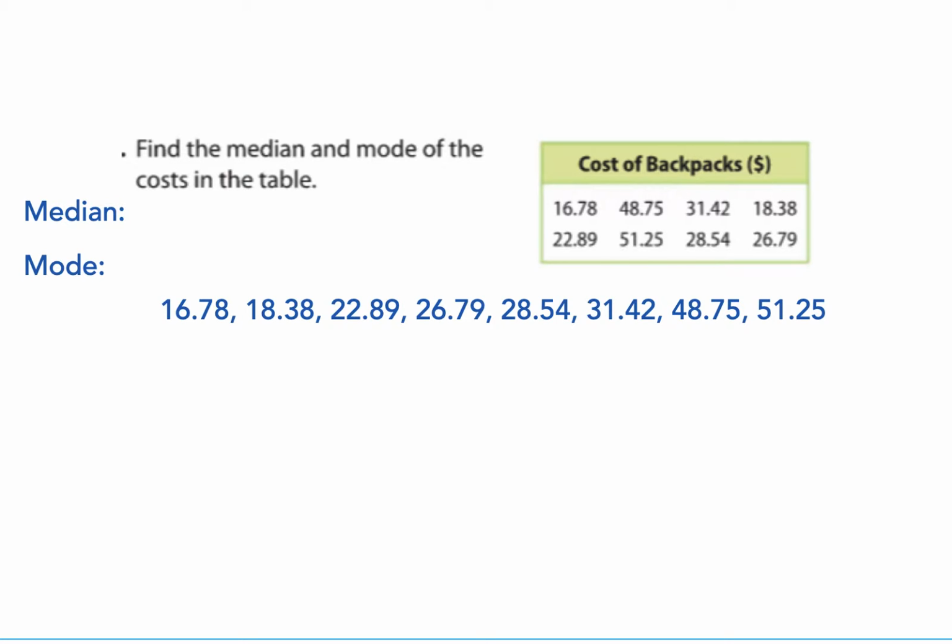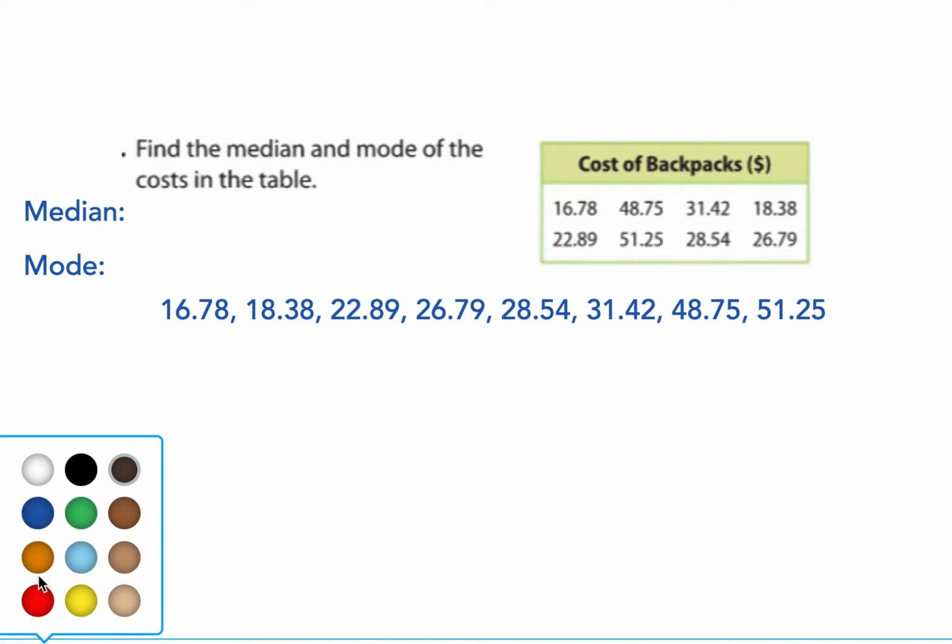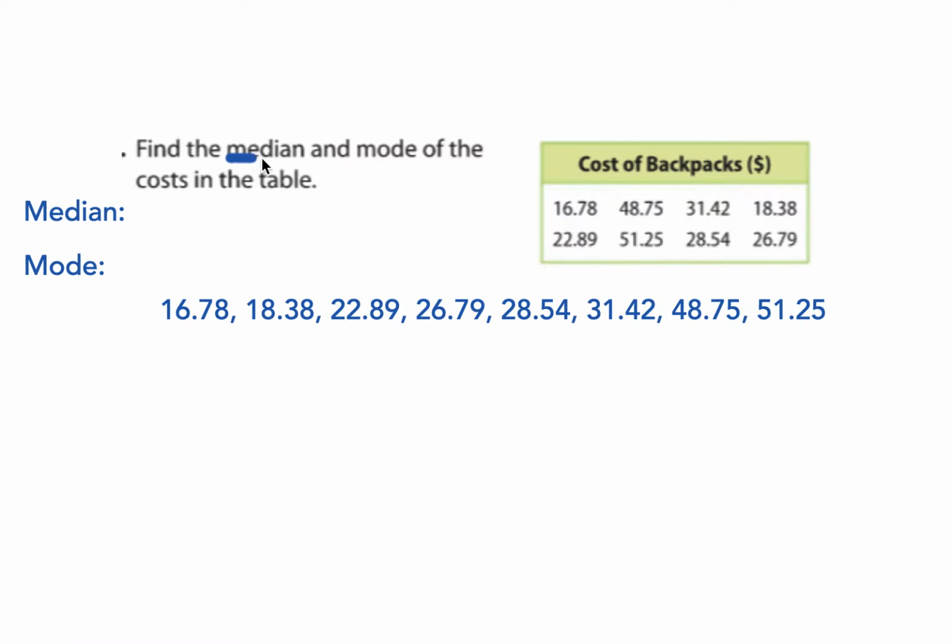Next example, we're going to be looking at the cost of backpacks. They range on the low end from $16.78 and on the higher end from $51.25. The question is saying, find the median and mode of the cost in the table. So you're going to be doing both. We're going to first start with the median.